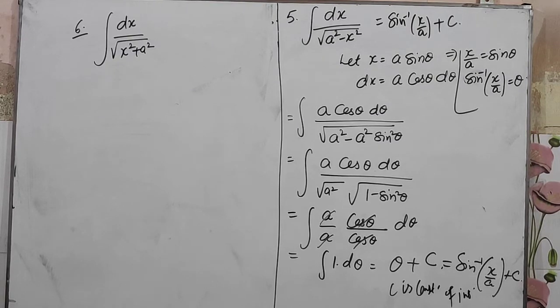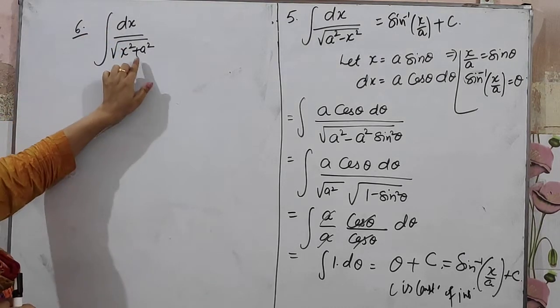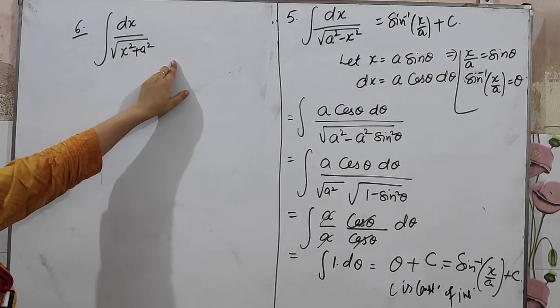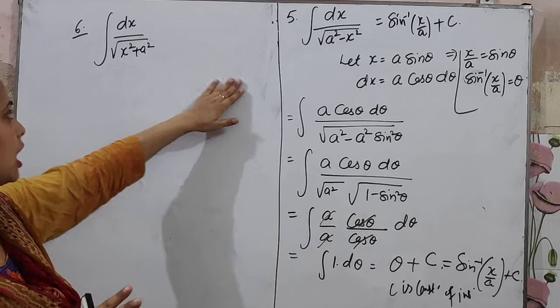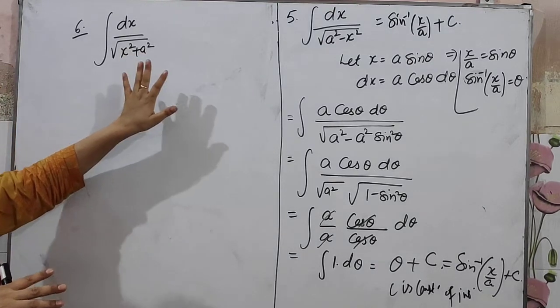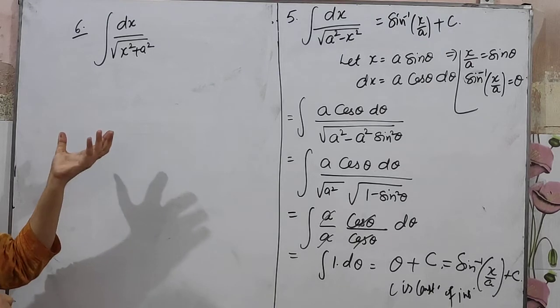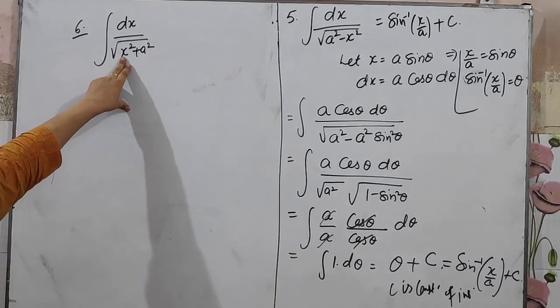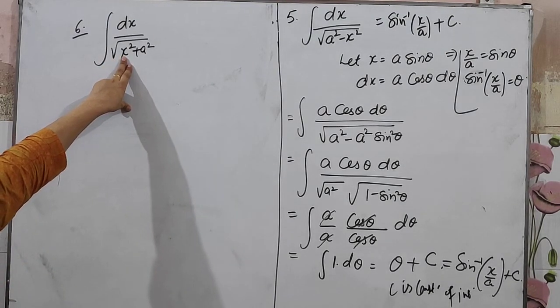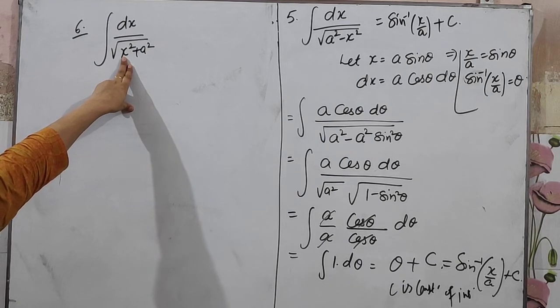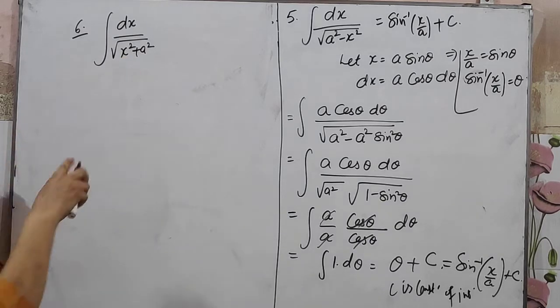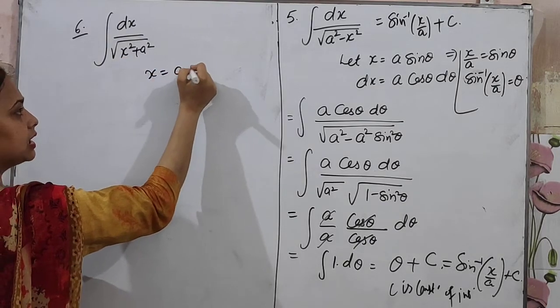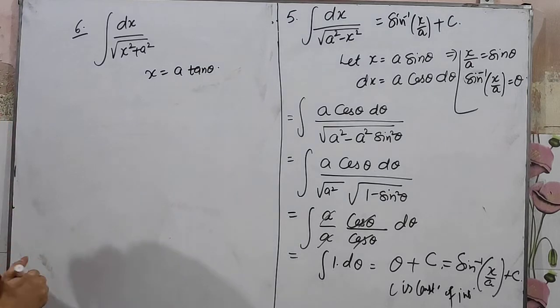See students, next integral is dx upon root x square plus a square. I have done all the 5 integrals. Now it is homework. You will do this integral yourself. What can be the substitution? There is no formula with sine square plus 1, but tan square plus 1. Yes, 1 plus tan square theta is secant square. So here x equal to a tangent theta will be the substitution, and you will find out the answer yourself.